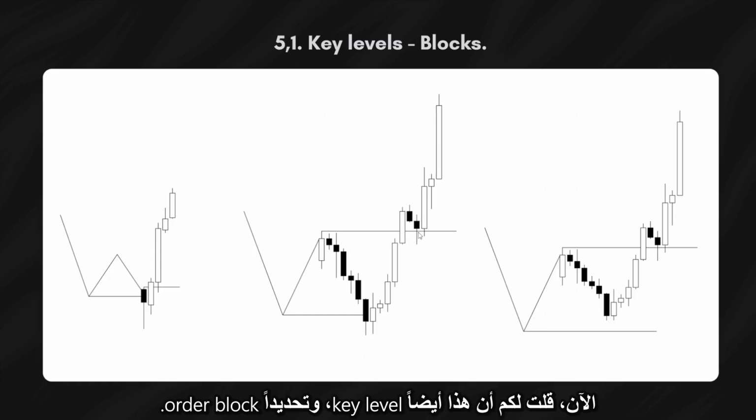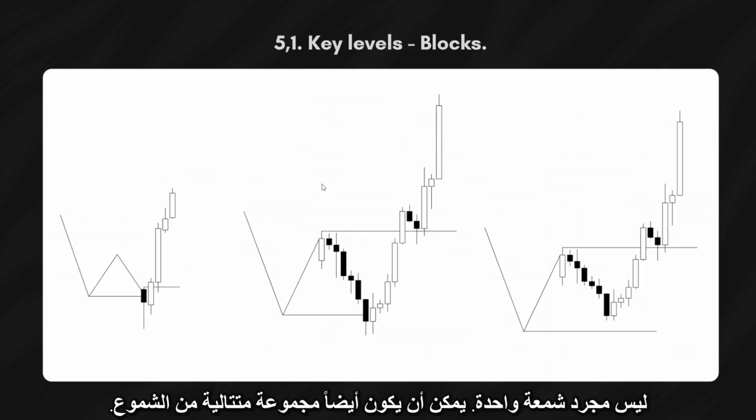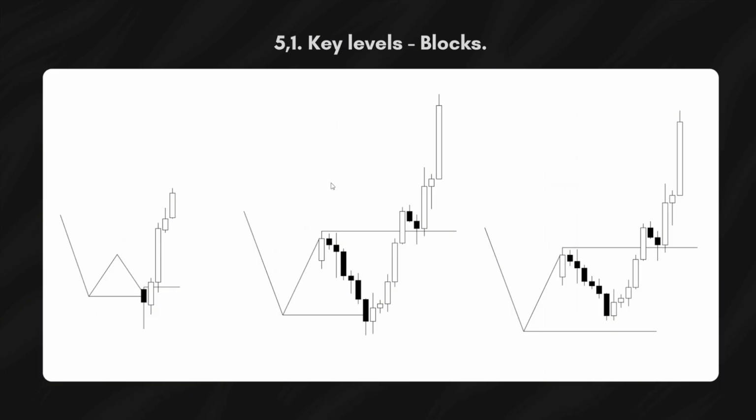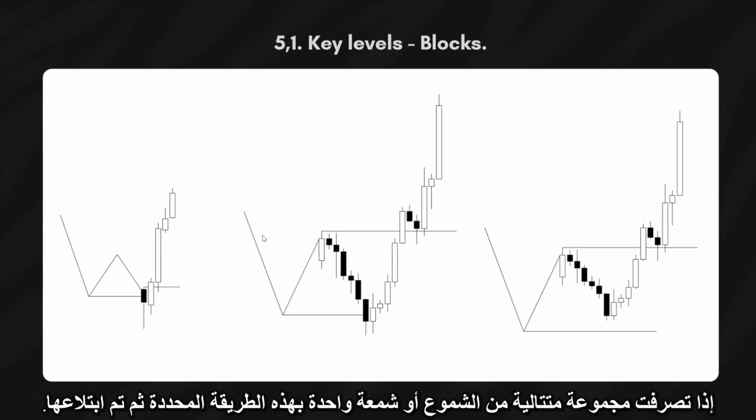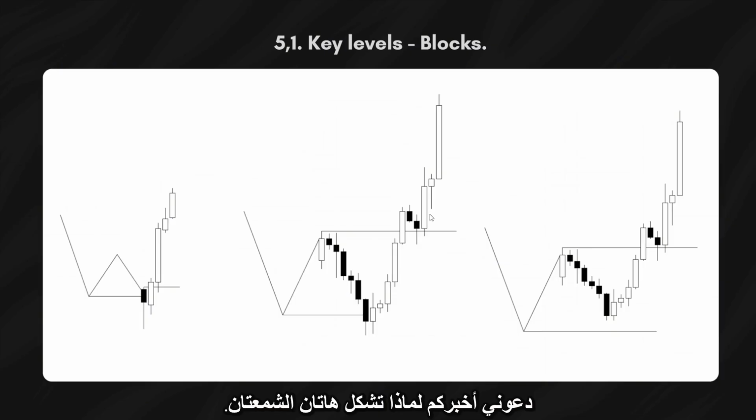Now I said that this is also a key level in order block specifically, and the reason for that is, I forgot to mention one important thing. An order block isn't just a single candle, it could also be a consecutive group of candles, right? If a consecutive group of candles or a single candle behaves in that specific way and then it gets engulfed, then that turns into an order block. It could either be a single candle in this case or multiple candles in this example right here.